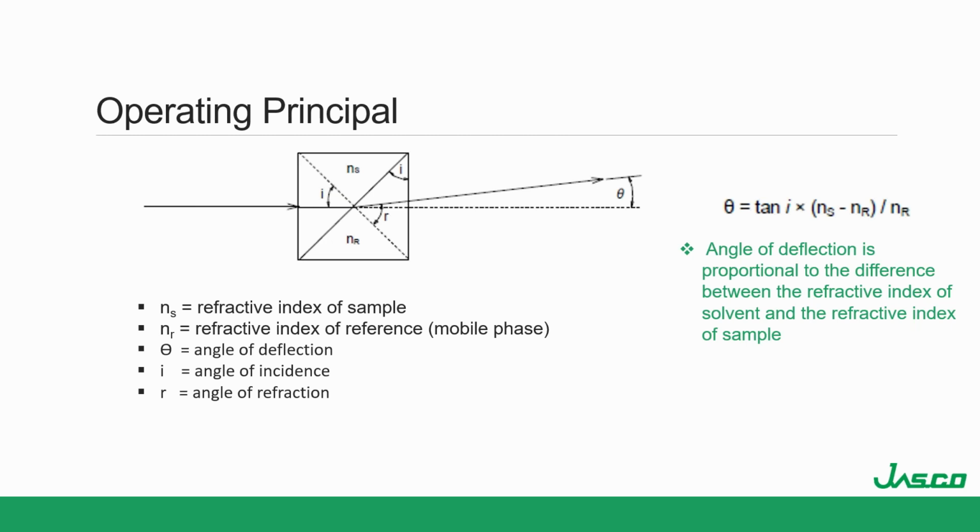So the operating principle is based on the angle of deflection, which is proportional to the difference between the refractive index of the solvent and the refractive index of the sample. You can see the variables we have listed over here. We have the refractive index of the sample, the refractive index of the mobile phase, the angles of incidence here and here, and the angle of refraction. Now, these all go into an equation and produce the angle of deflection. And you can see the relationship right here.